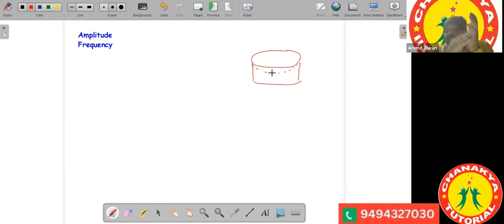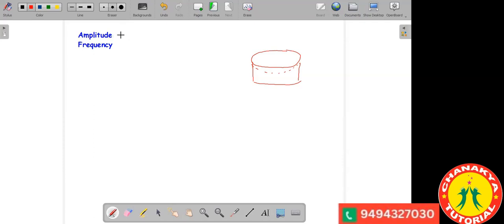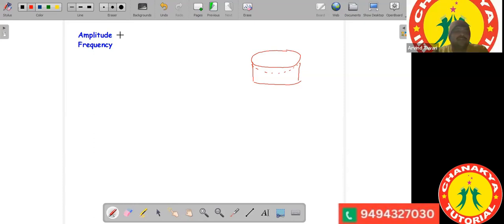Siddhisri? Yeah, Siddhisri. Yes, sir. Okay. What does amplitude tell us about the sound?